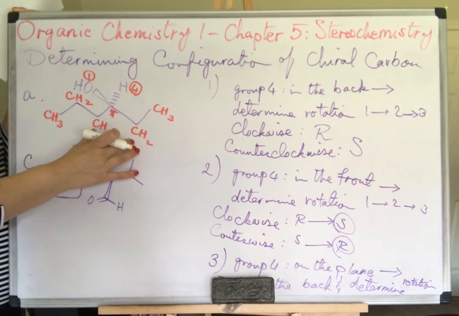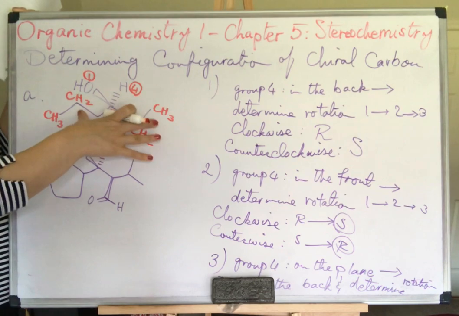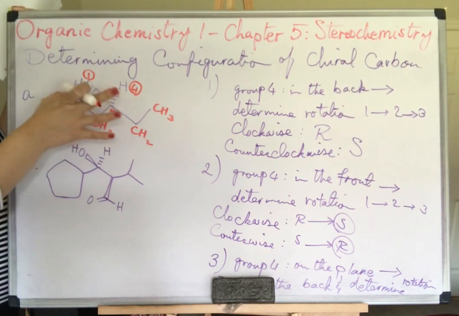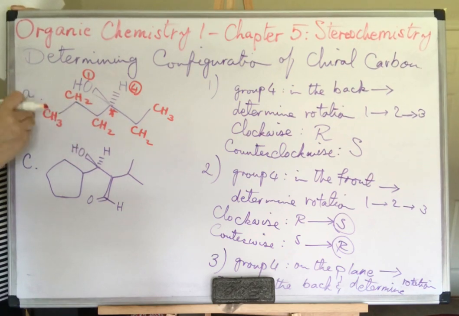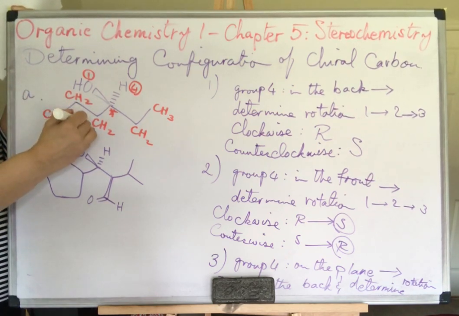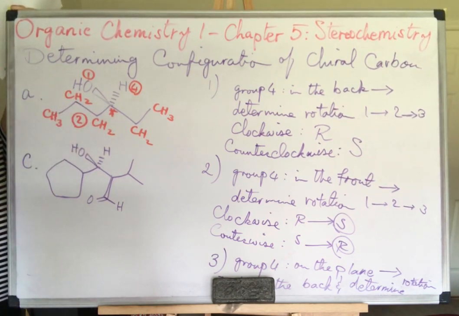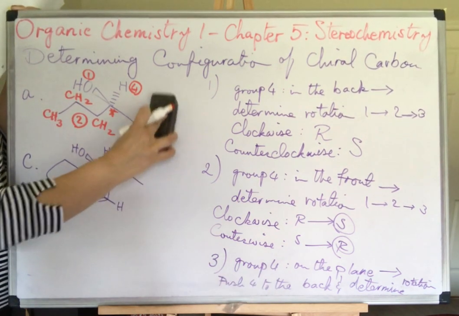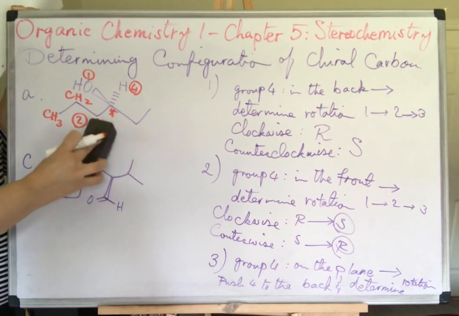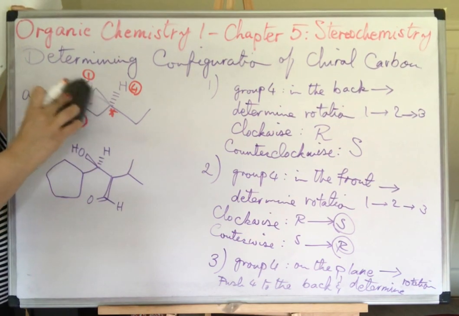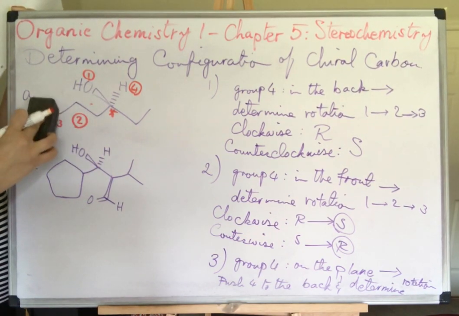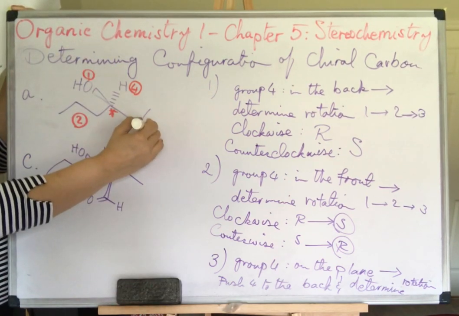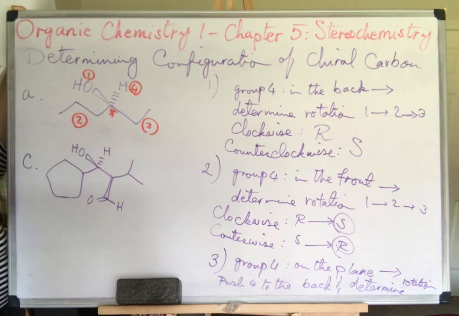We go further and further away from the chiral carbon until we find our tiebreaker. Carbon and carbon are the same. Carbon and carbon are the same, but this carbon is connected to 3 hydrogens, and this carbon is connected to 1 more carbon. This side is group 2 and this side is group 3. It's too crowded, so let me just erase these groups. So this side of the molecule is group number 3, and this is group number 2.